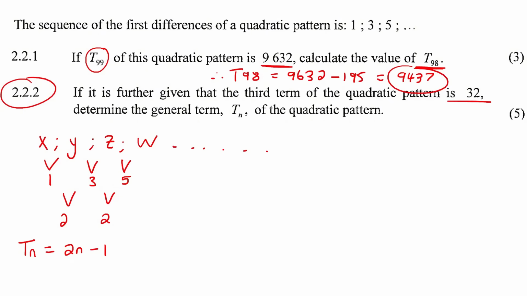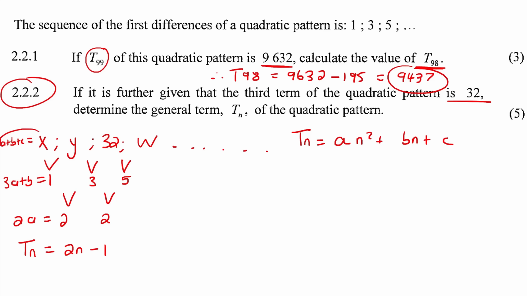Now this question says, if it is further given that the third term of the quadratic pattern is 32, so term 3 in the quadratic pattern is 32, so I can put it over there. Determine Tn. We've done this so many times. We know that the general formula goes like this, and then we know that the bottom here is 2a, and then this one here is 3a plus b, and then this is a plus b plus c.